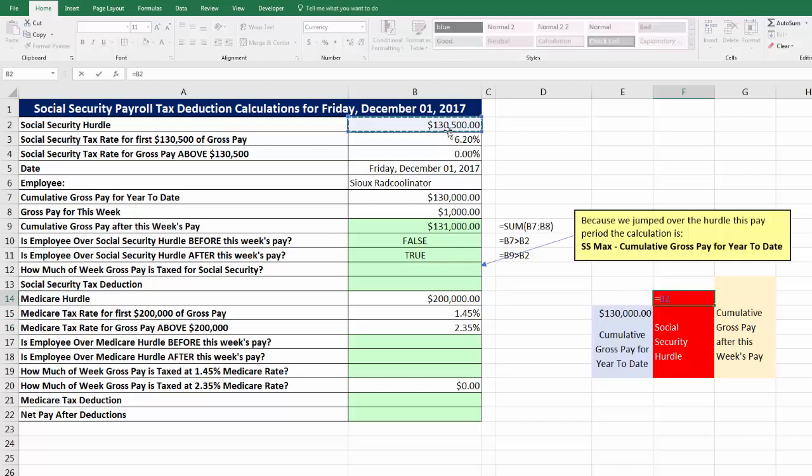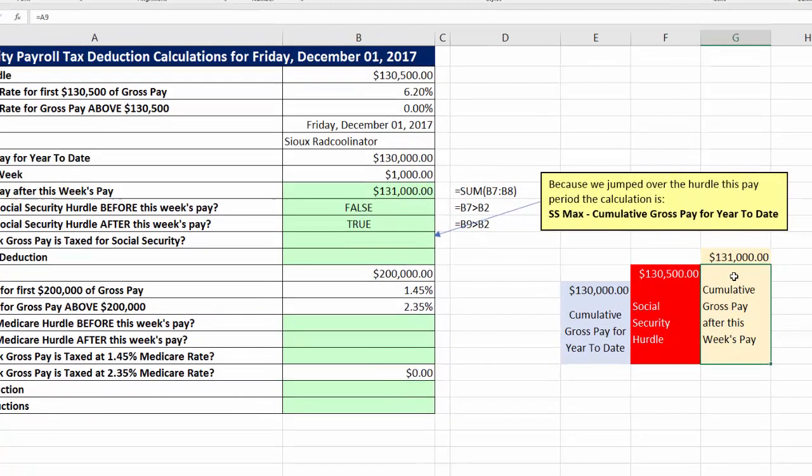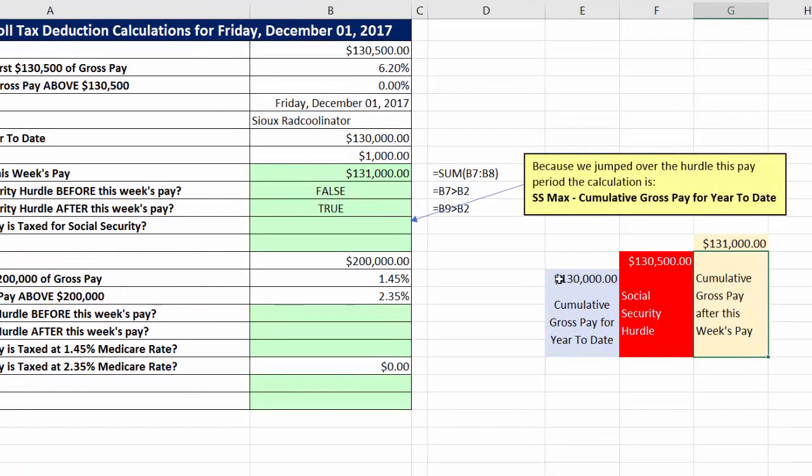Equals, there's the 130,500 and enter. And finally, we get cumulative gross pay after this week's paycheck equals, there it is, 131,000 and enter. So we can clearly see we went from 130,000 to 131,000. So if I use the entire paycheck, which is $1,000, that would be too much of the paycheck times the first tax rate.